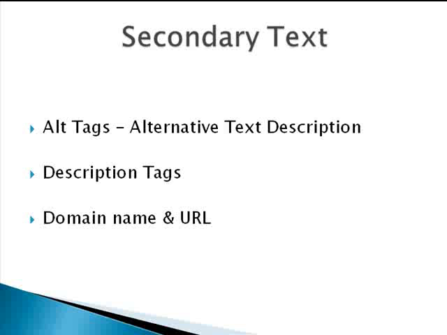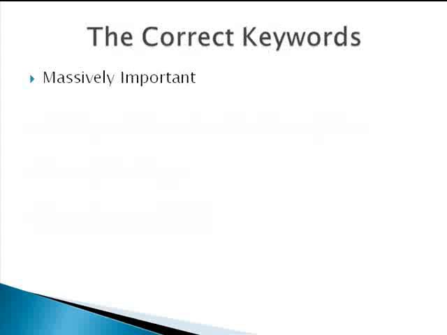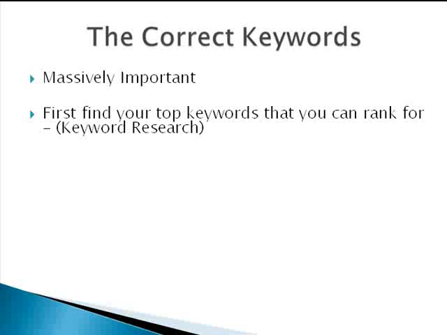So what after the secondary text? We're going to want to look at the correct keywords, and this is massively important. Once we have our correct keywords, we can really start to make our website up. So first, we find our top keywords that we can rank for, and we do this in Google, as we mentioned before. So hopefully you have these by now. Next, we're going to insert these into the metadata of our website. Now this is not very hard to do.